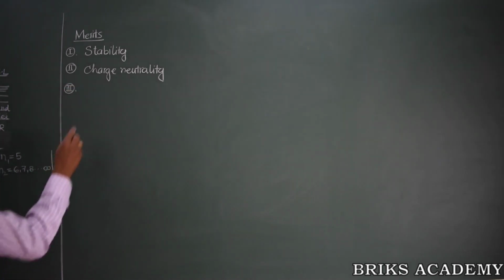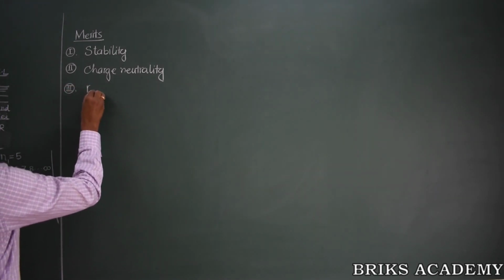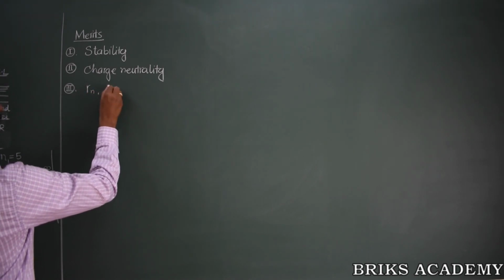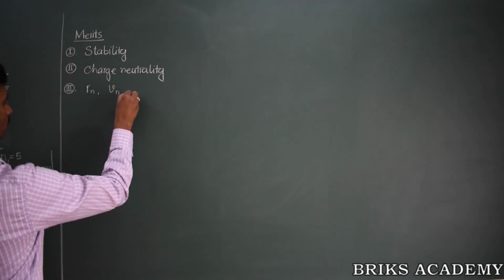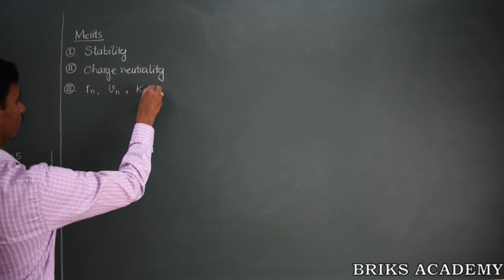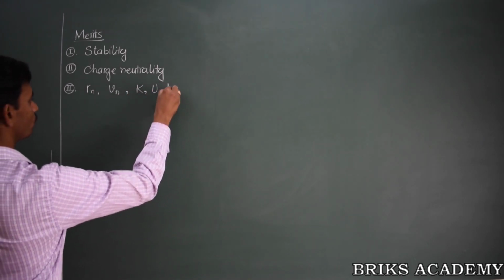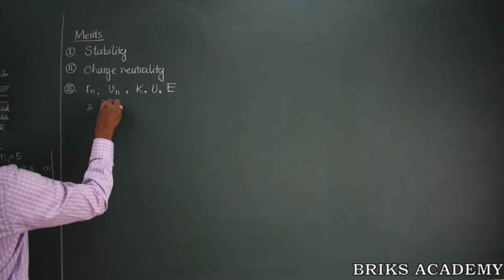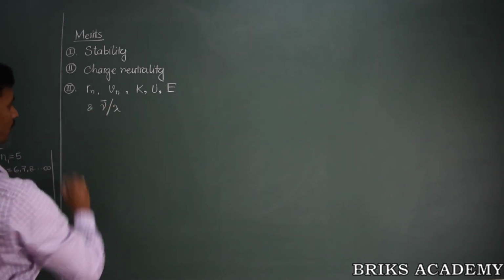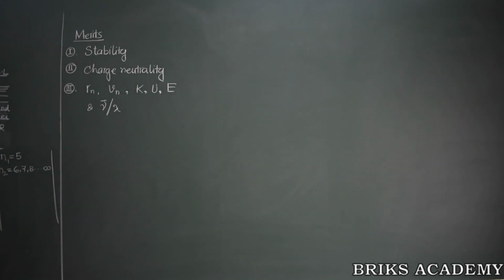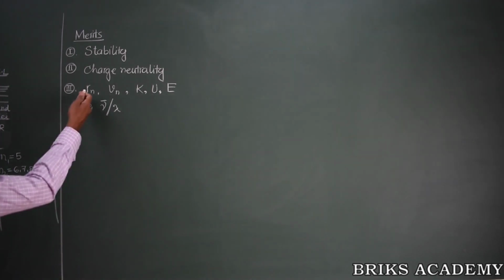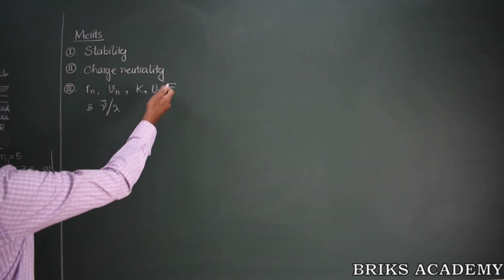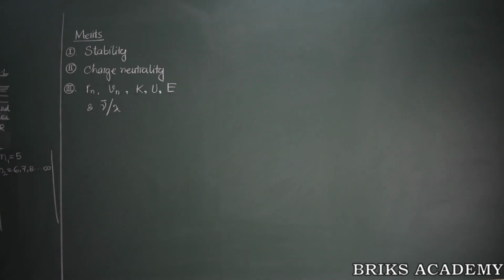Merit number 3, we could derive expressions for the radius of the orbit. We could even get the velocity of an electron, kinetic energy, potential energy, total energy, and even the wave number or otherwise wavelength. These expressions we could derive based on Bohr's postulates very precisely. So it is another great success that we could even calculate radius, velocity, kinetic energy, potential energy, total energy, even wave number. All these can be calculated based on Bohr's postulates.